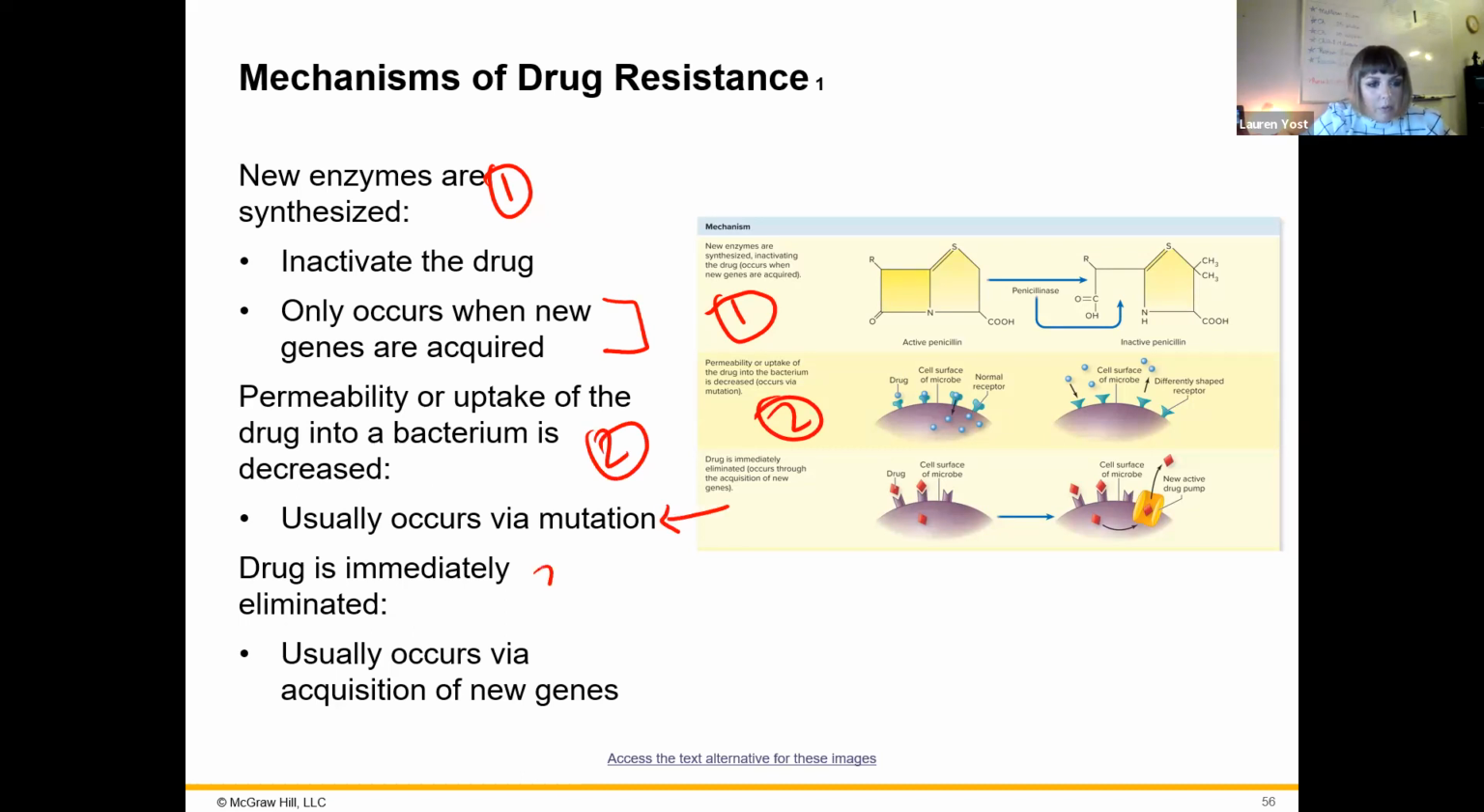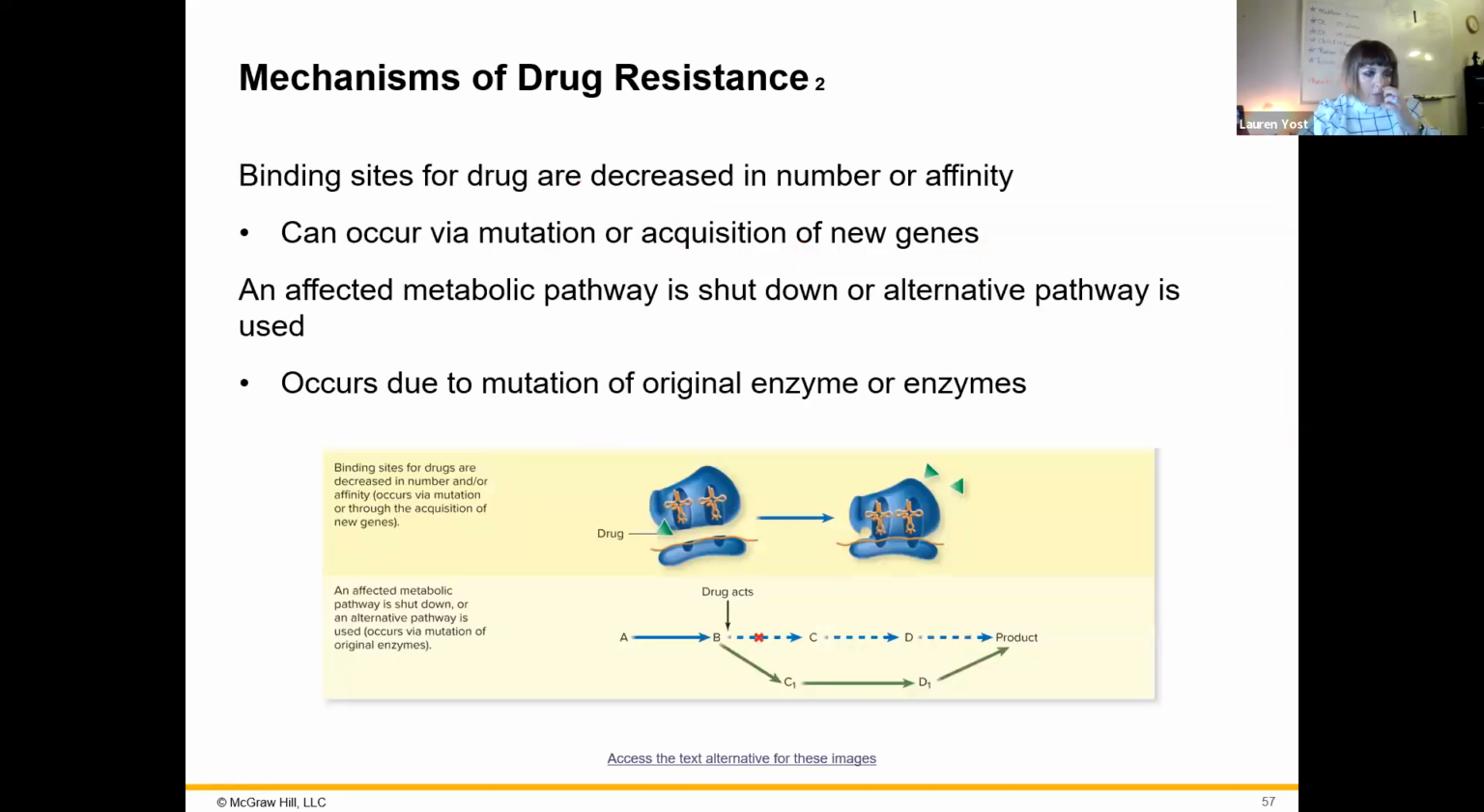And then number 3, our drug will be immediately eliminated. That's this one here. That just means that we're going to take the drug into the cell and then immediately shuttle it right back out. So just don't let it sit around in there long enough. So this is usually also one that involves acquisition of new genes. So yes, that's number 3. So then we have 2 more. Number 4 and number 5.